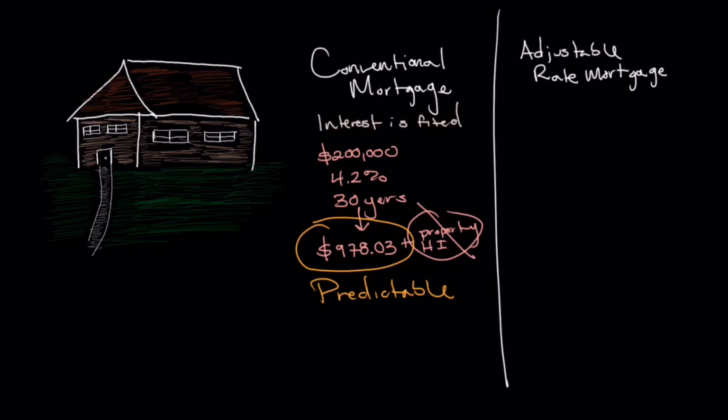But we also have this other option here, and that's the adjustable rate mortgage. With adjustable rate mortgages, simply like the name implies, the interest fluctuates. Typically, they introduce what we call a teaser rate.